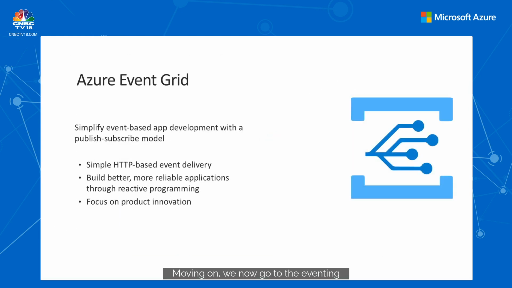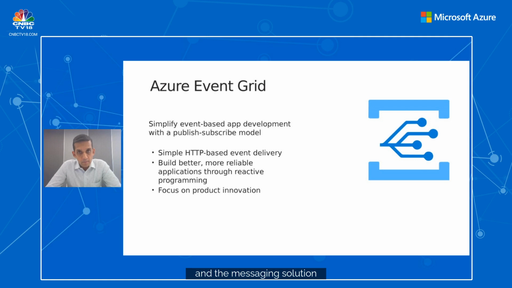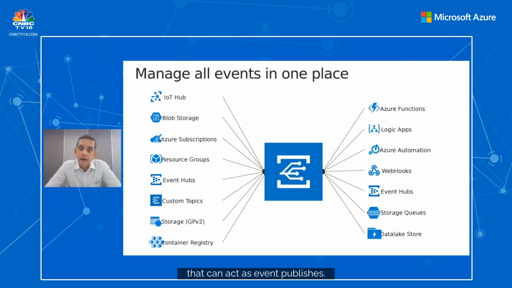Moving on, we now go to the eventing and the messaging solution from within Azure Integration Services. So Azure Event Grid basically simplifies creation of event-based applications. So you could have a bunch of applications that can act as event publishers. For example, if a file appears in blob storage, you would want a function to be triggered. So that can be achieved using Event Grid. So Event Grid can act as the bridge between an event publisher as well as an event consumer.